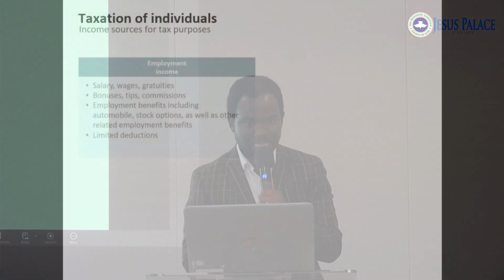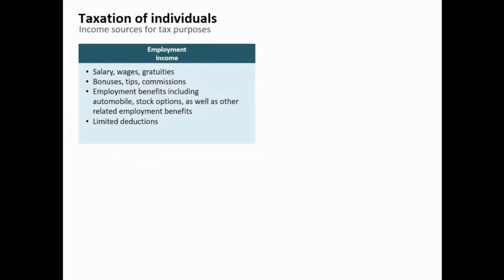Now, when we are talking about taxation of individuals in Canada, let's look at some types of incomes that CRA expects that we disclose and would show to them when we are filing our taxes. So there are 5 categories of income. So we take them one after the other. The first one is the employment income.